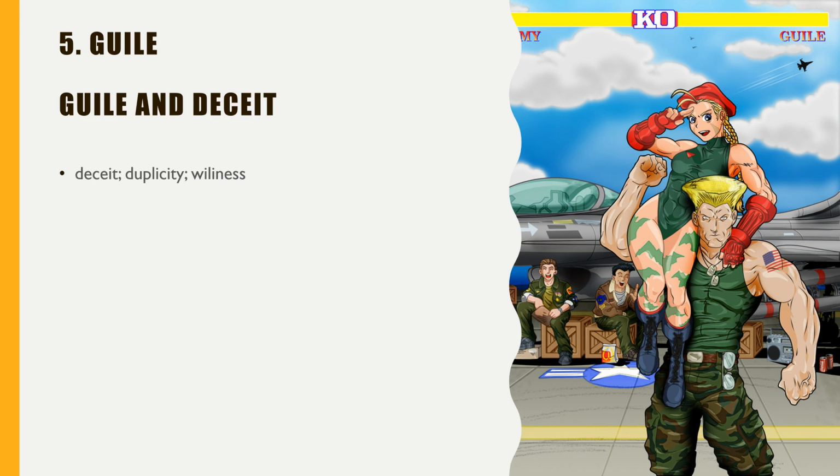Guile and deceit. This guy uses trickery, deception, maybe uses weapons that he's not supposed to. Then he is using guile. Here's a sample sentence. A person so full of guile, he can't even be trusted to give you the correct time of the day. Okay, so he's just lying all the time. He's always deceitful. He's full of guile.